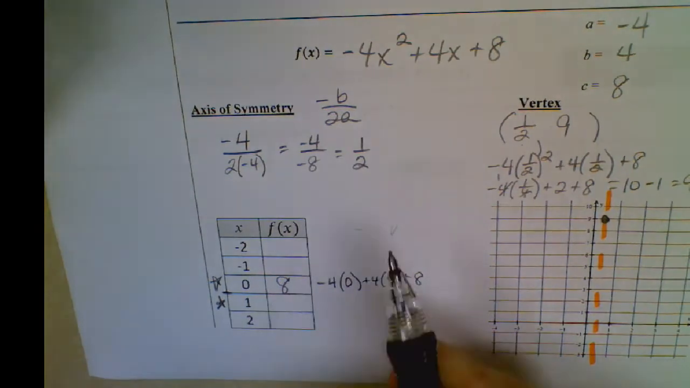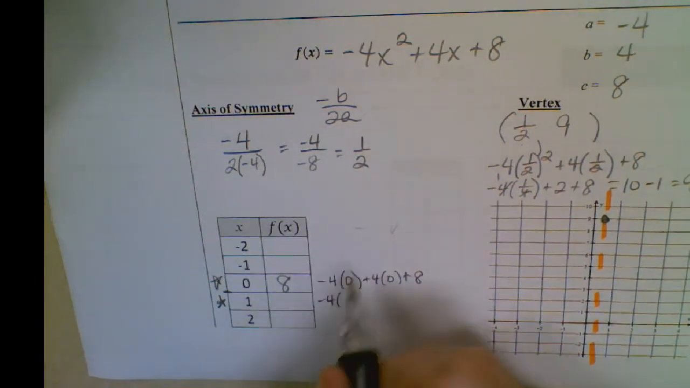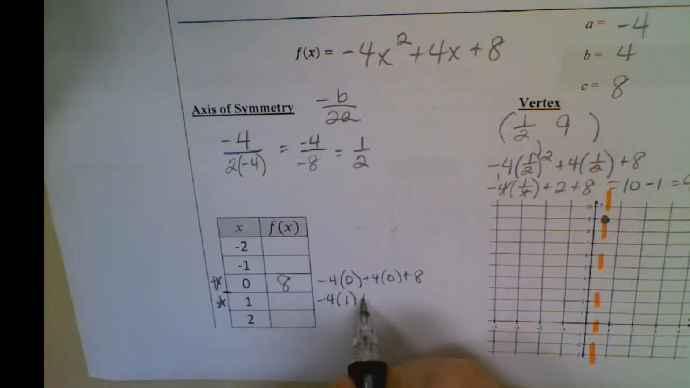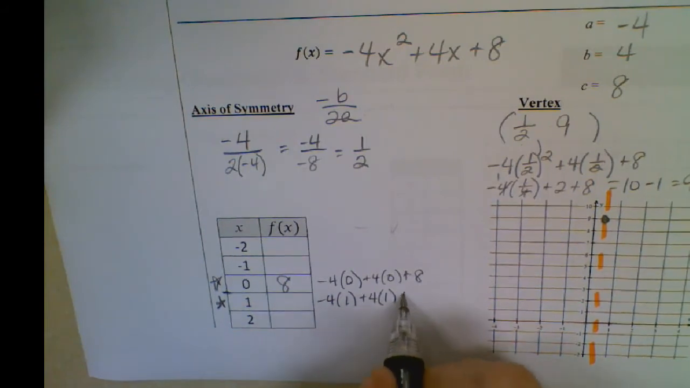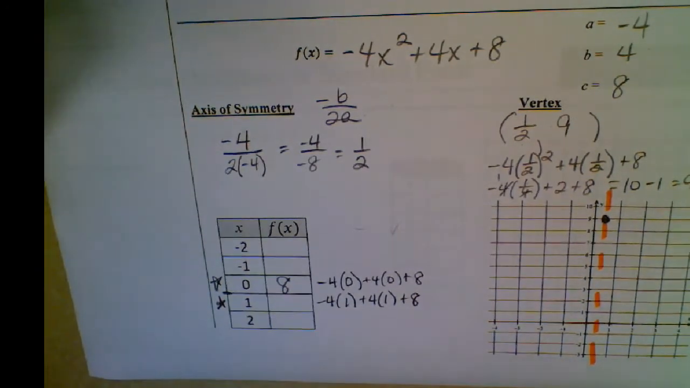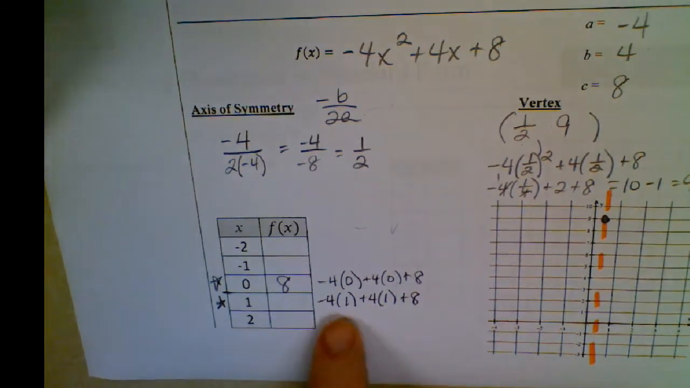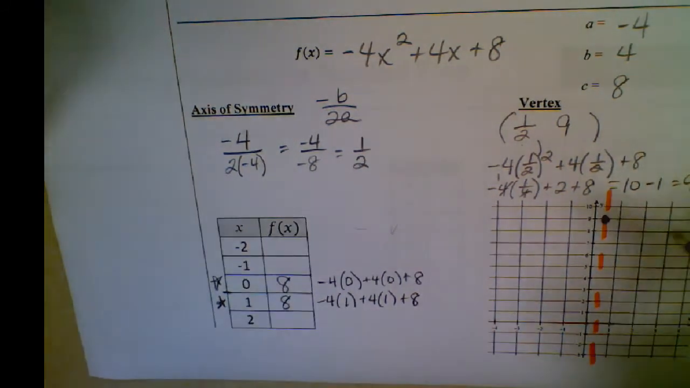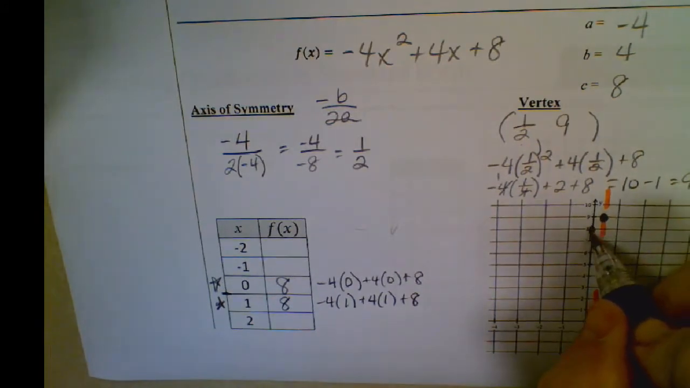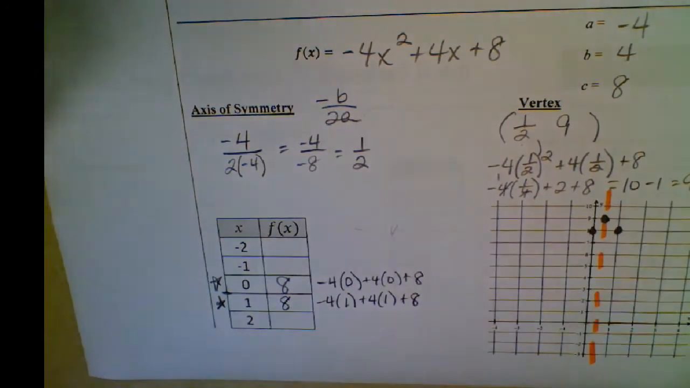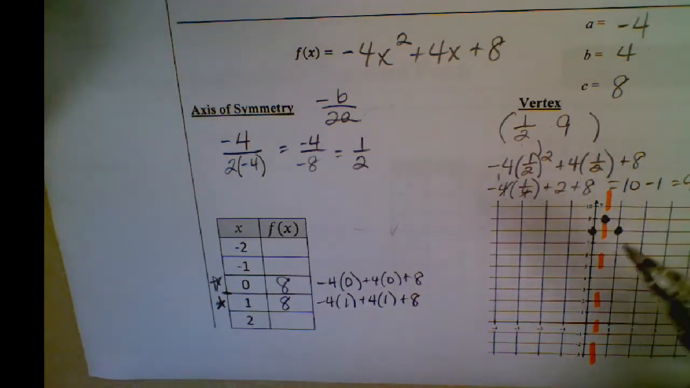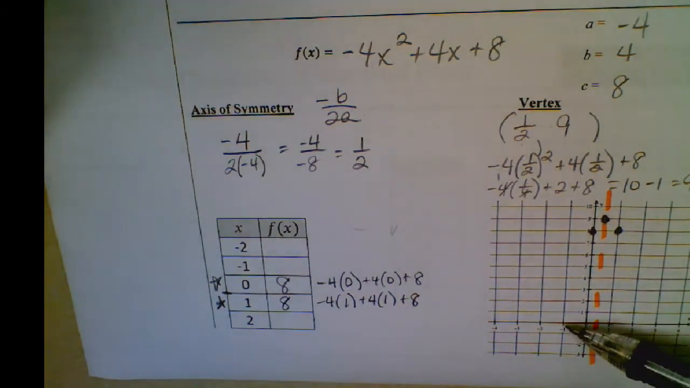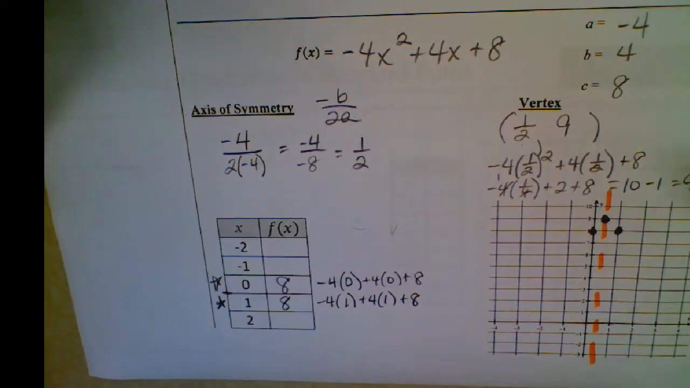Okay, let's try 1. So we get negative 4, 1 squared is 1, plus 4 times 1, plus 8. So the 4s are going to cancel out. 4 minus 4 just cancel out, and I just get 8. So now I've got 2 points. There's my matching pair, right? So I want you to kind of predict what do you think is going to happen now if I move out one more point in either direction. Do you think they're going to have similar points or different points?